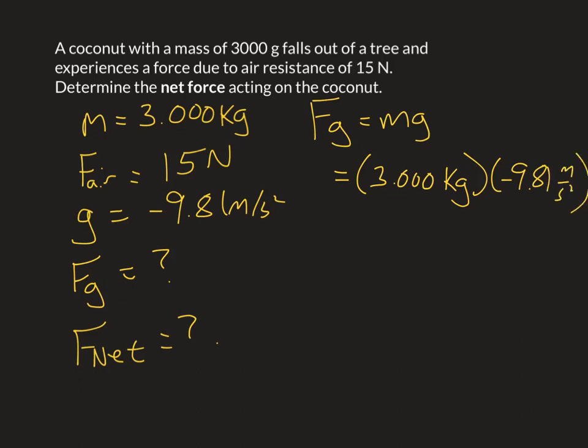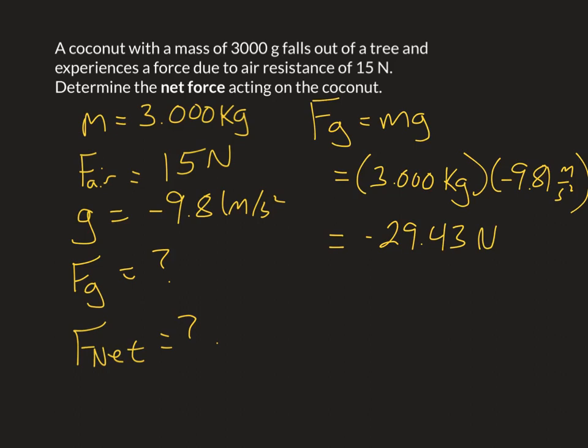Okay, it's important to keep that negative in there because the force of gravity is going to be a negative force. And I did say we're going to add our two forces together, so it's important that we keep a negative there. When I multiply those two things together, what I get is negative 29.43 newtons. All right. So gravity is pulling downwards with a force of 29.43 newtons. The air resistance is pushing upwards with a force of 15 newtons.